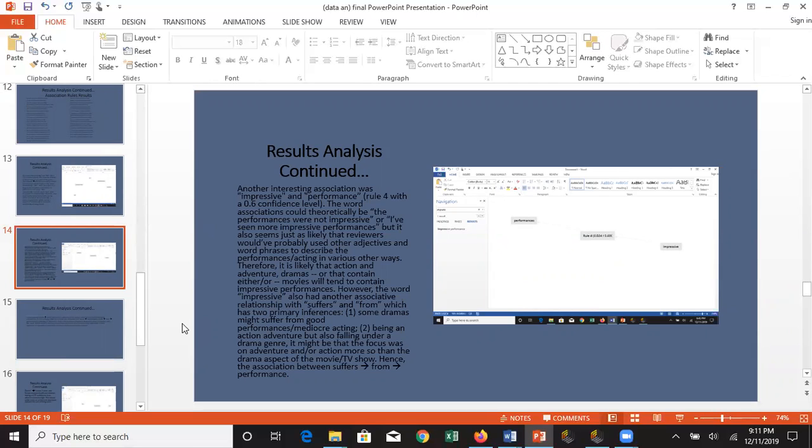However, the word impressive also has another associated relationship from suffer, like I had stated before, which has two basic inferences that I included. One, some dramas might suffer from good performances or have mediocre acting, excuse me. Or two, being an action adventure, but also falling under a drama genre, it might be that the focus was on adventure and or action more than the drama, so therefore it suffered from its performance.